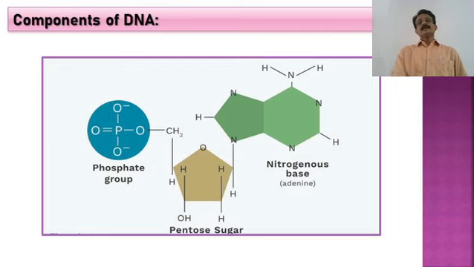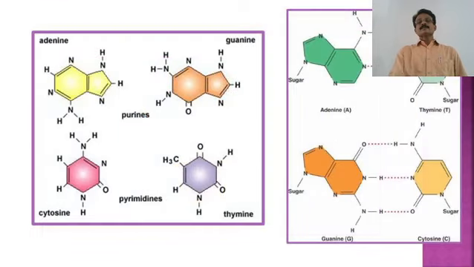Here it is the adenine. There are four different nitrogenous bases: adenine, guanine, cytosine and thymine. The double ring structures, adenine and guanine, are called the purines, and cytosine and thymine are called the pyrimidines.